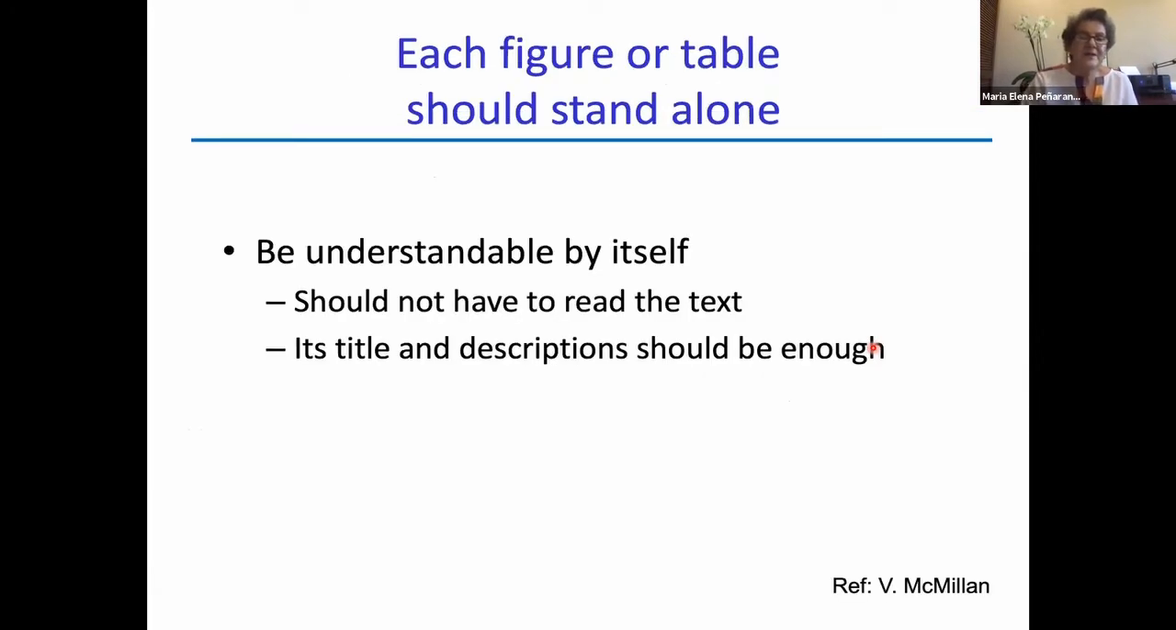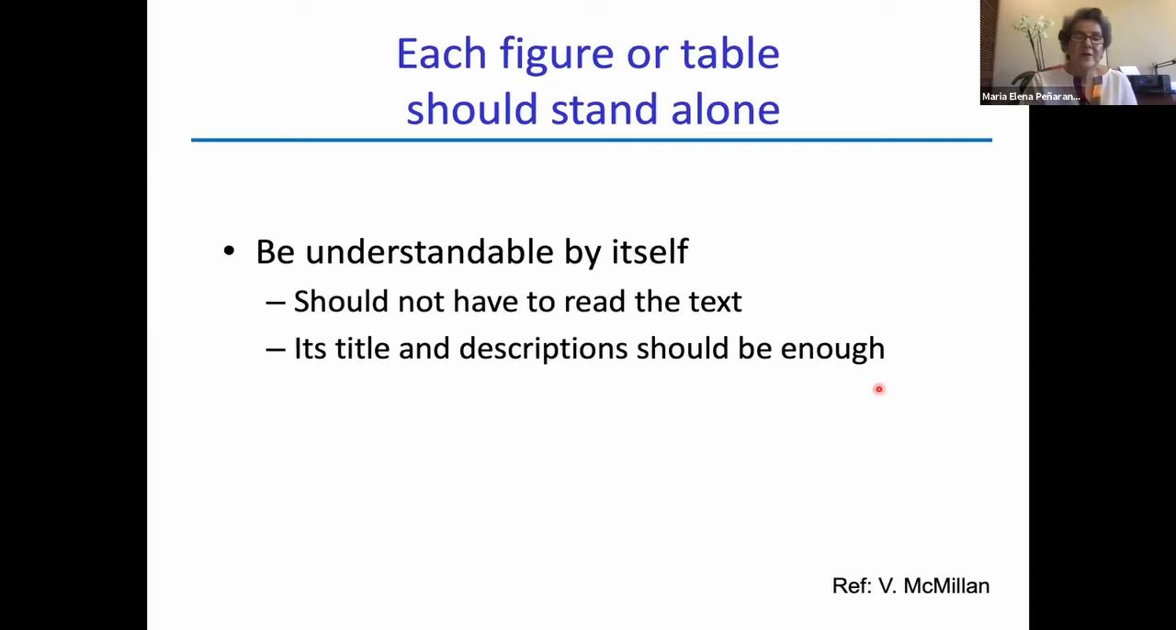So it should stand alone. Each table and figure should be understood by itself. You should not have to read the text to understand it, and titles and descriptions should be enough. That's why I read the example of that nice figure that we saw earlier.